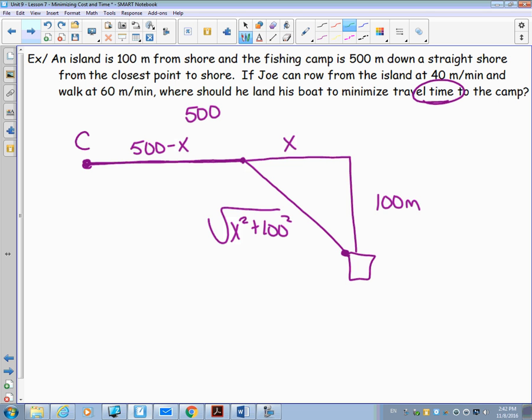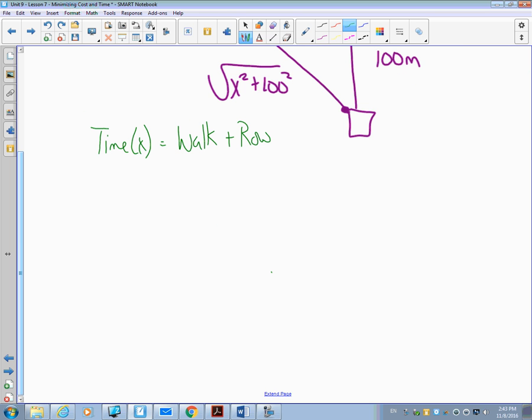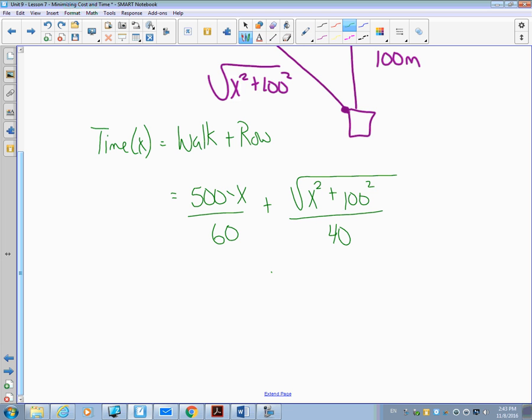As we just said a second ago, time is always distance over speed. So he's got his walking distance and his rowing distance: walk plus row. How far does he walk? He walks 500 minus x meters at a speed of 60 meters a minute. His rowing distance is the square root of x squared plus 100 squared, and he rows at 40 meters a minute. So here's the expression for time in terms of x.